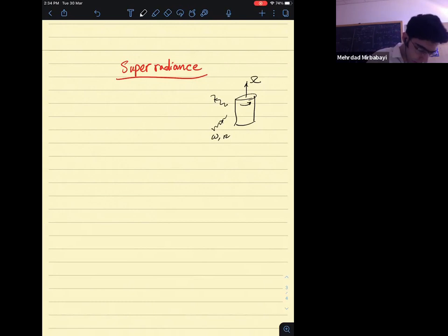So what does it mean? We want to consider waves that are equal to some f of r. They have some radial profile times e to the minus i omega t plus n times phi, where phi is the angular, the azimuthal angle.